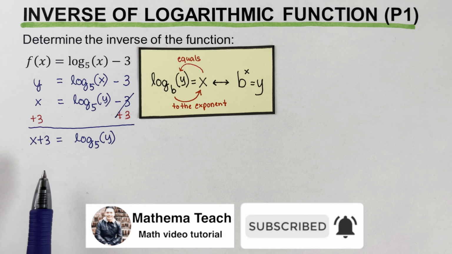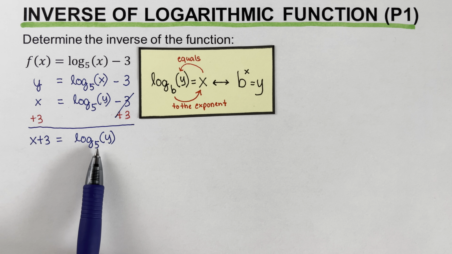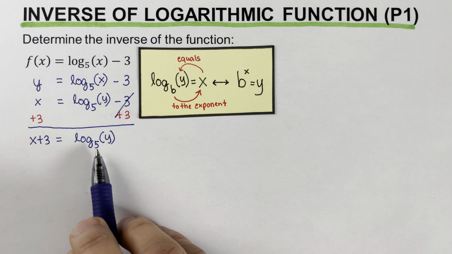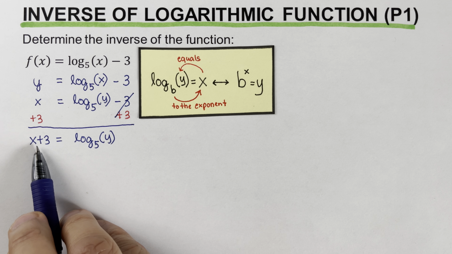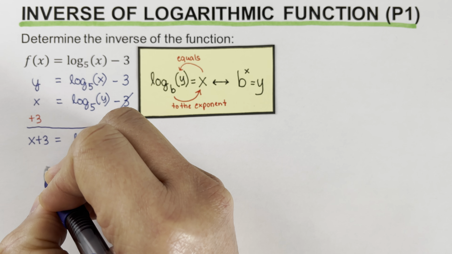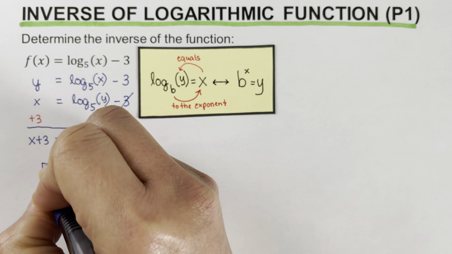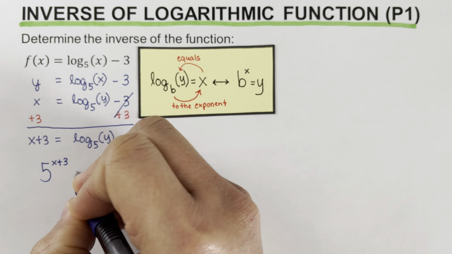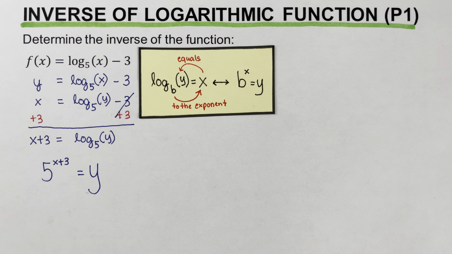So then we can say that this base that we have here is 5. So I go ahead and write 5 to the exponent x plus 3 equals y. So I'm going to write that down here. Okay, as you can see here, we already have isolated y by itself on this side. We're ready to move on to the third step.